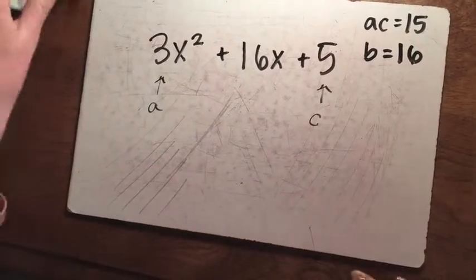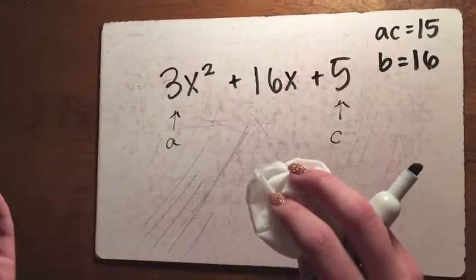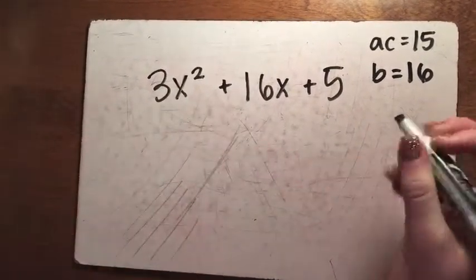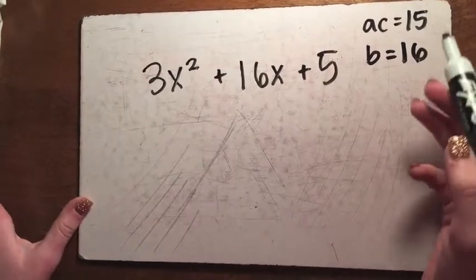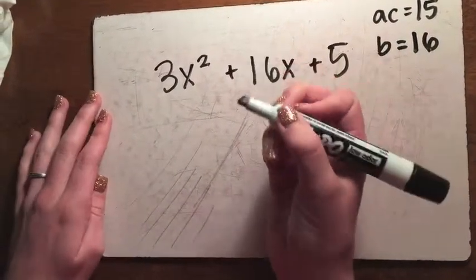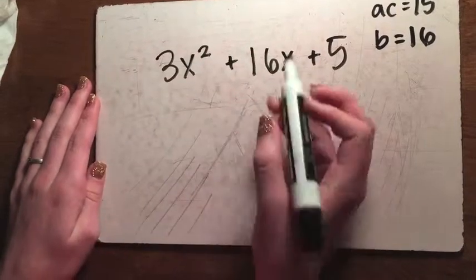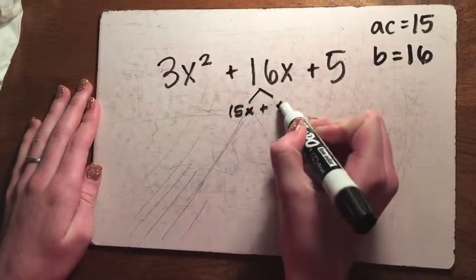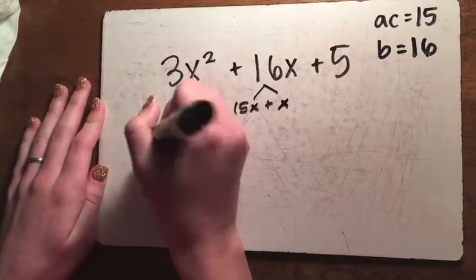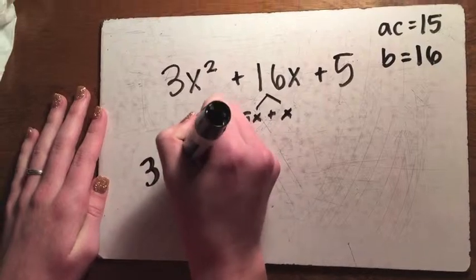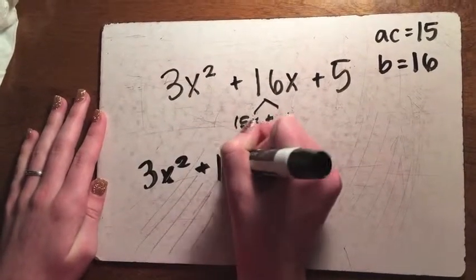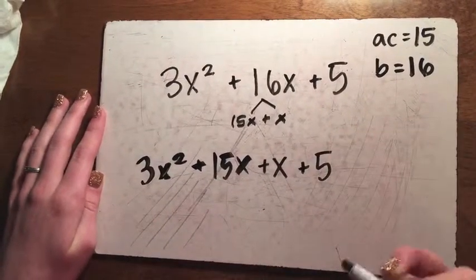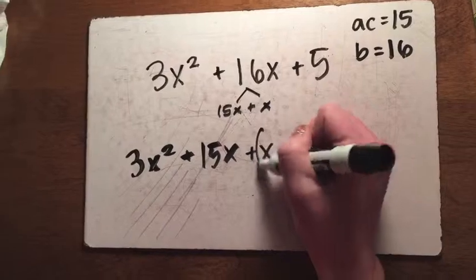Those two numbers are 15 and 1, if you couldn't figure those out. 15 plus 1 is 16, and 15 times 1 is 15. So now we're going to split b into 15x plus x in order to factor. We'll rewrite it as 3x squared plus 15x plus x plus 5. And then we group like this.